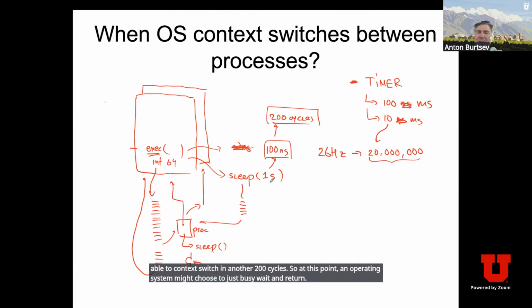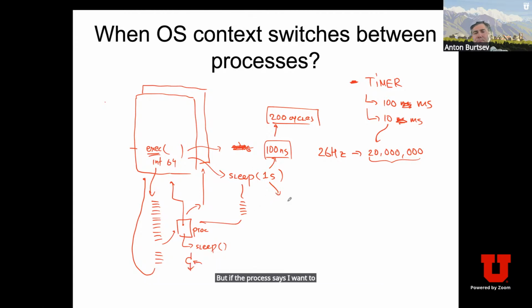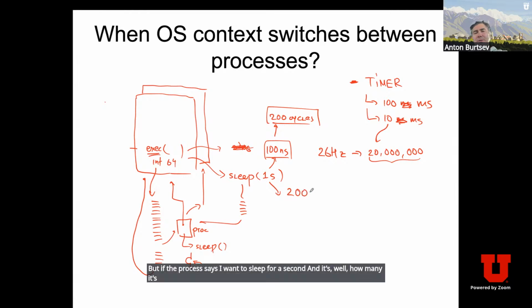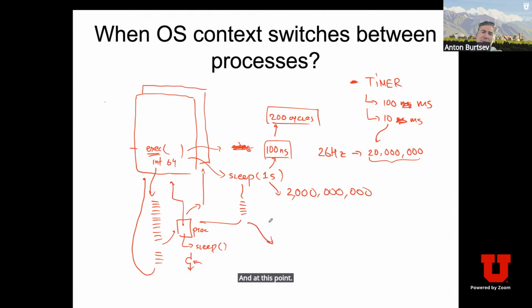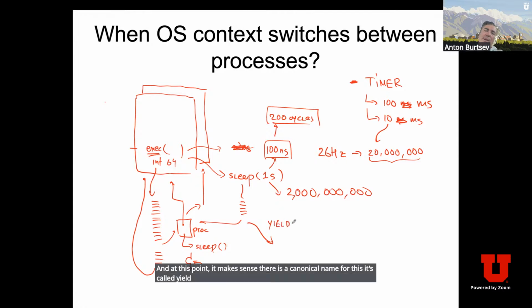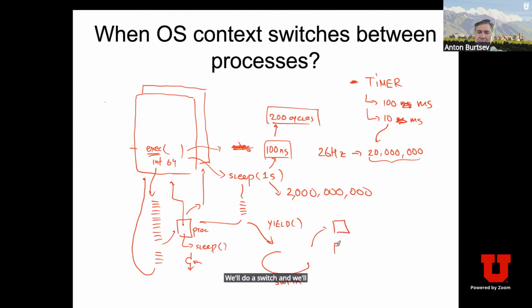So at this point, an operating system might choose to just busy wait and return. But if the process says, I want to sleep for a second, how many instructions is that? No, it's 2 billion instructions, if I'm counting correctly again. That's a huge interval, so it doesn't make sense to just busy wait. There is a canonical name for this: it's called yield. It makes sense to yield the CPU to another process. We go into the scheduler, do a switch, and choose a different process to run, right?